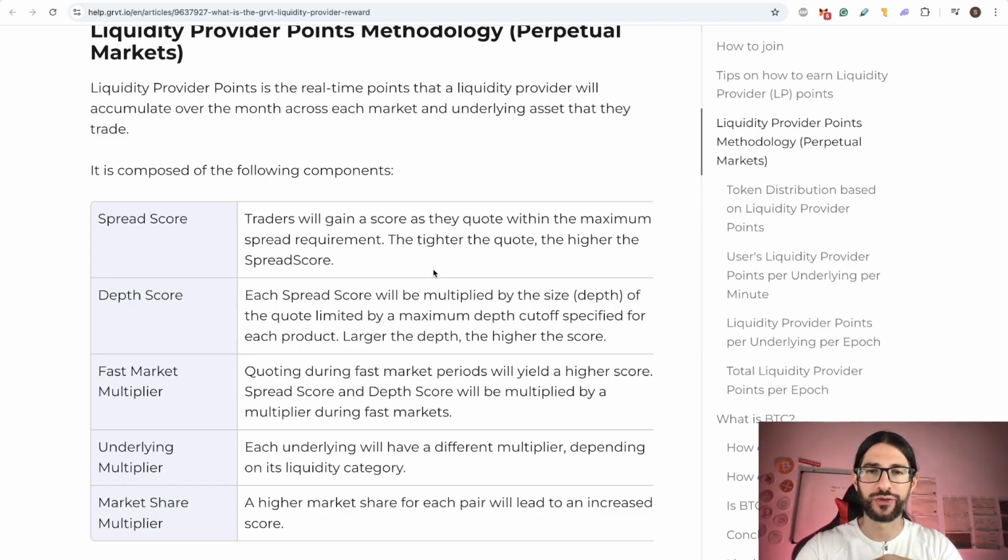I don't know, if the price of Bitcoin is 81,000 and you put your buy order at 73,000, you need to wait for a dump of $8,000 in order for your order to be triggered, and that is a very big range. So even if that happened at some point, from the moment that you put that order until the moment that it was filled, it probably took a long time, so your spread score is going to be very low.